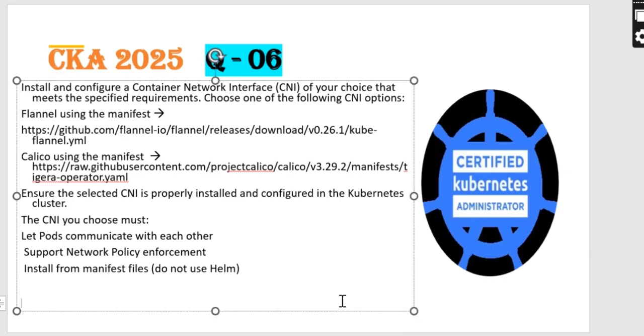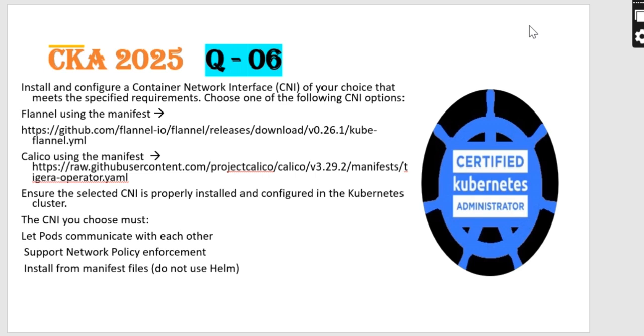So in this question, it says that we need to install and configure our favorite container network interface, and they have given a choice like Flannel or Calico. And also we need to observe this last part. Ensure the selected CNI is properly installed and configured in the Kubernetes cluster. So we need to ensure whether it is properly installed or not.